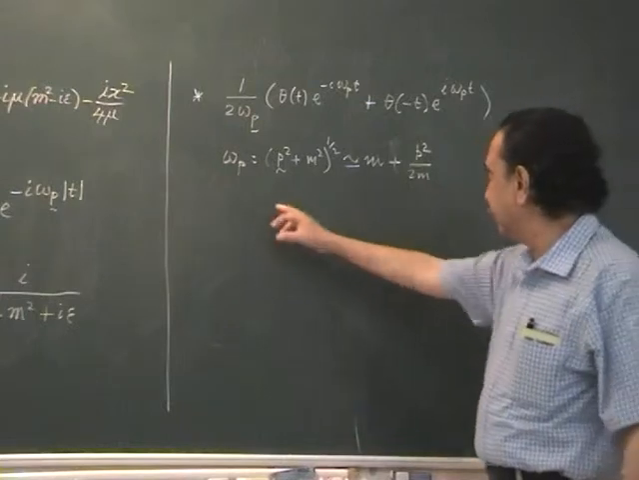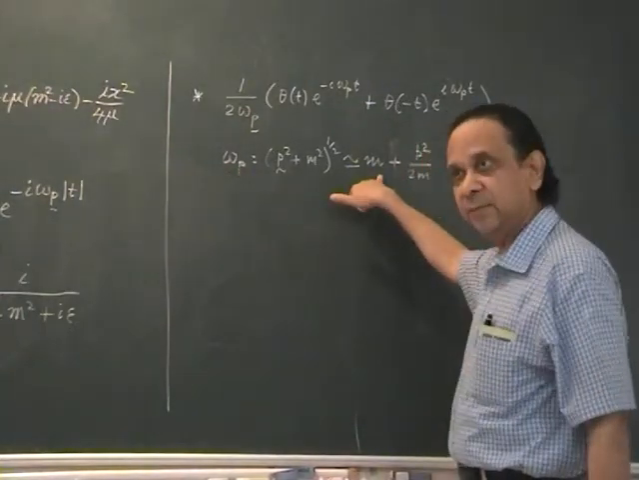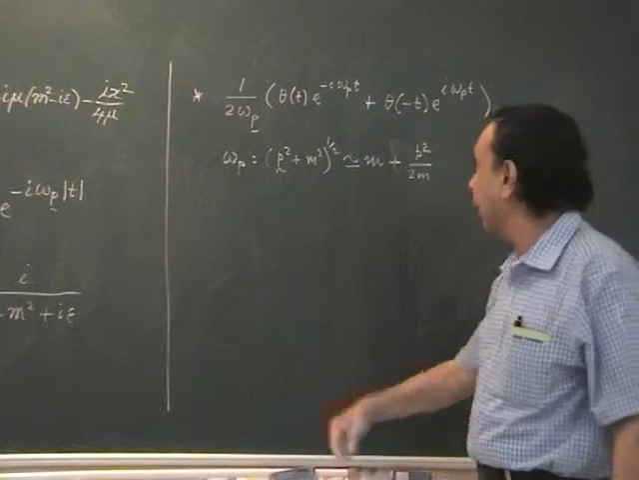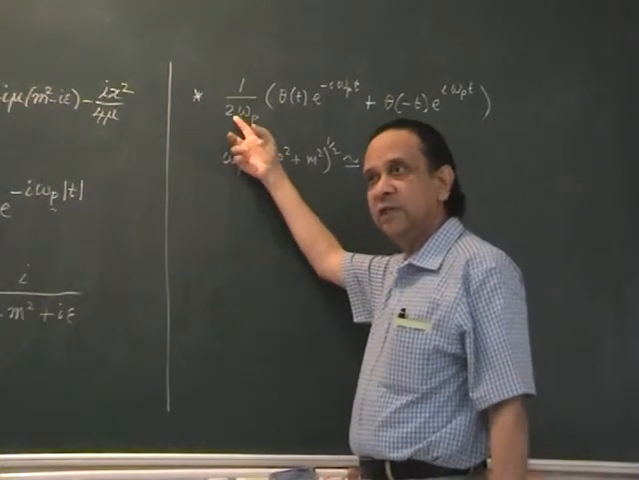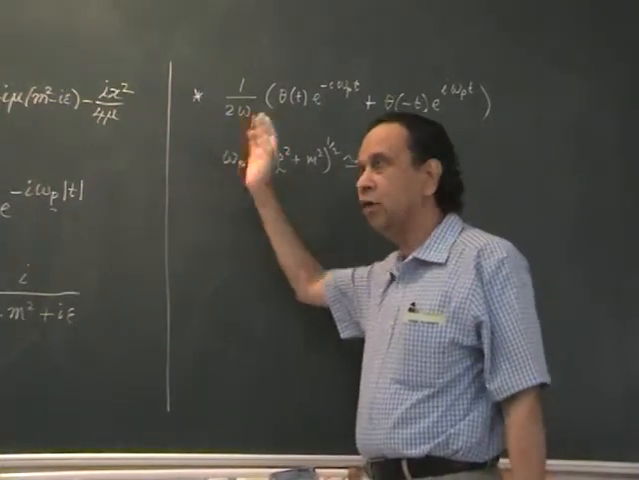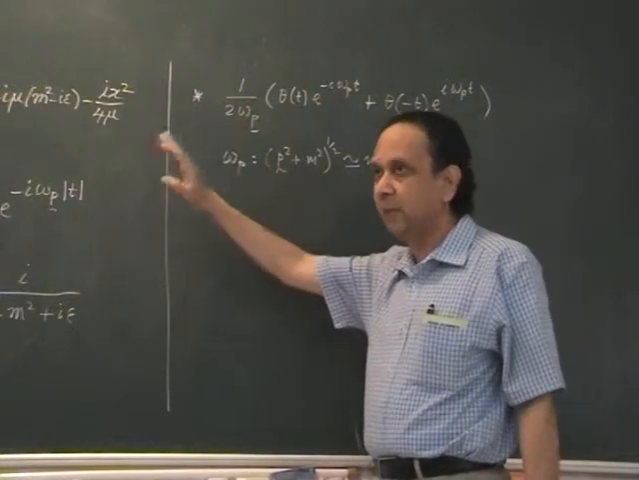Okay, so this is fine. So omega p has an mc square rest energy plus the kinetic energy. So in this denominator, you just put 2m. So there is an overall factor of 1 upon 2m in the propagator.